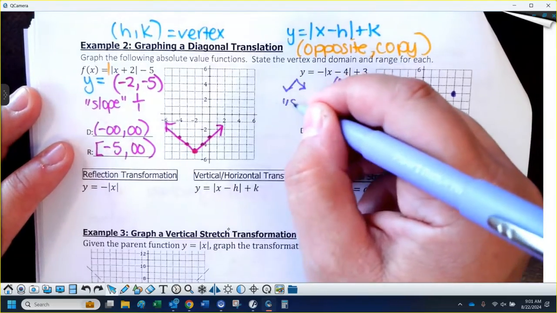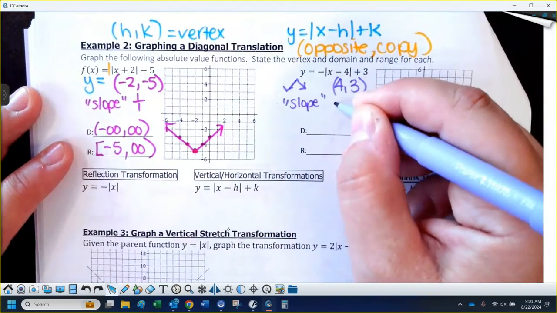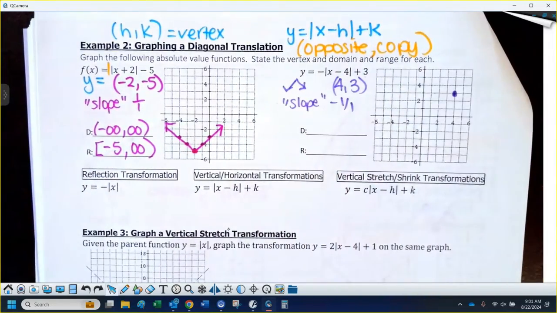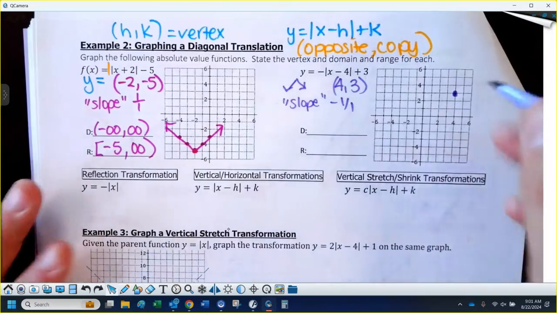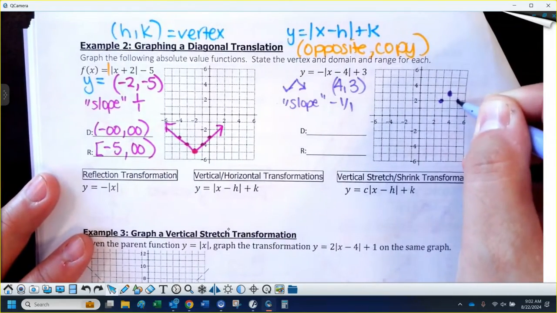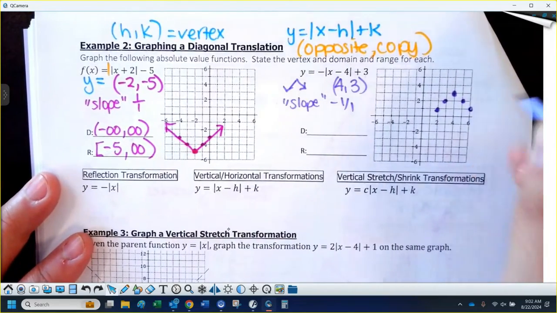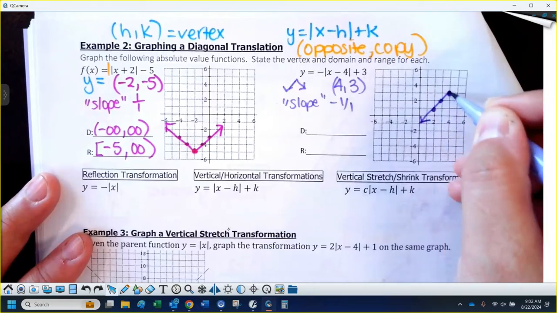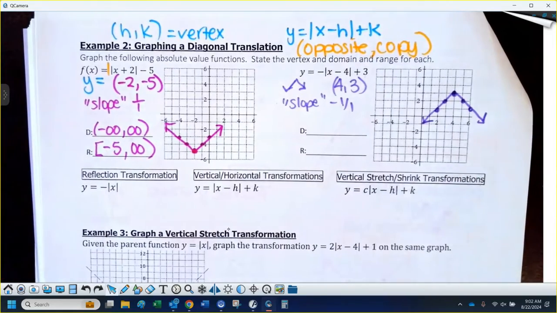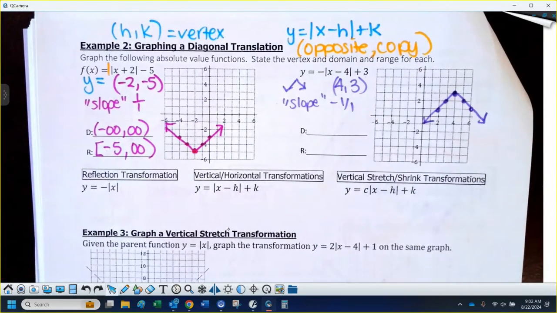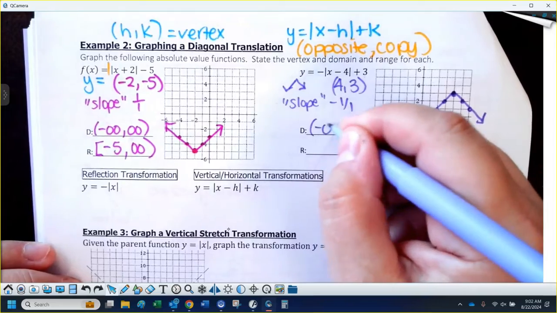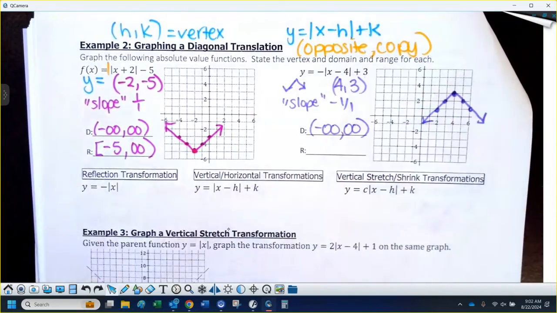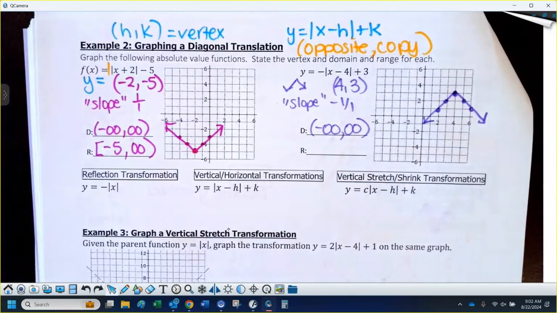And again, I've got the slope. I'm going to go down 1 over 1 on either side of that to create the V shape. Just down 1 over 1, down 1 over 1. All right, now domain, it doesn't matter. It's the same for every one of these absolute value graphs. It doesn't matter if it points up or down. The one you've got to think about is the range.